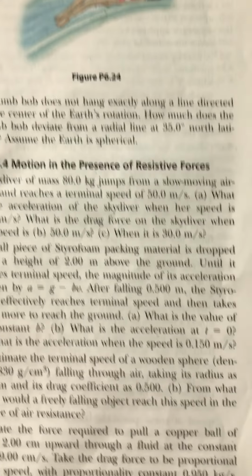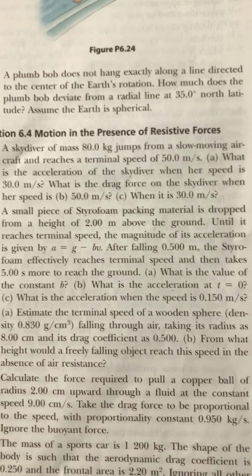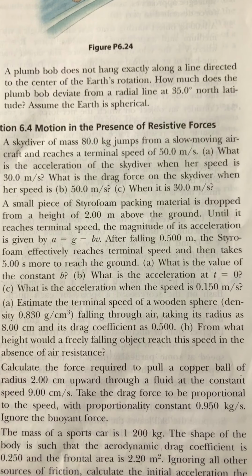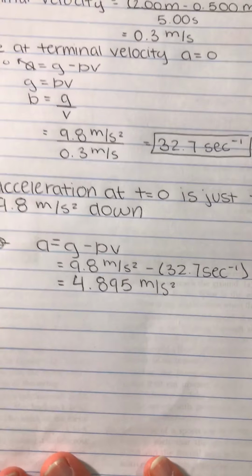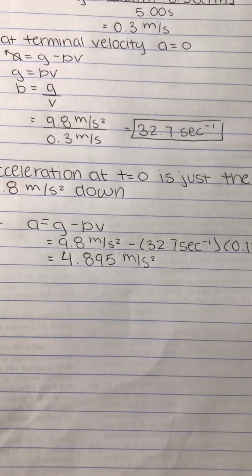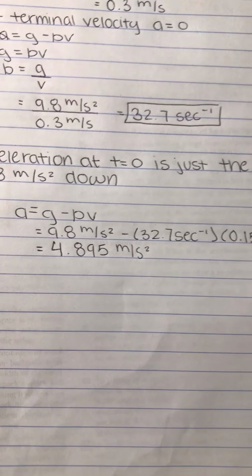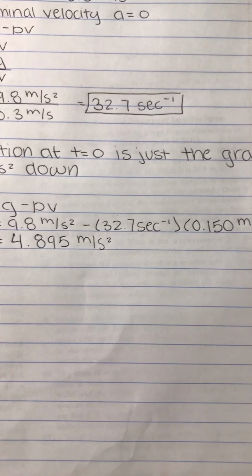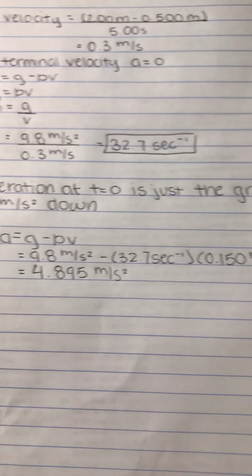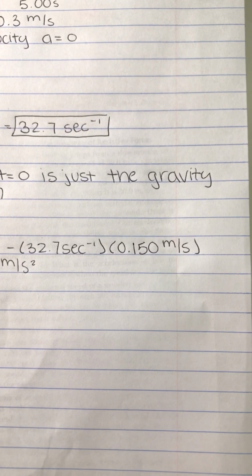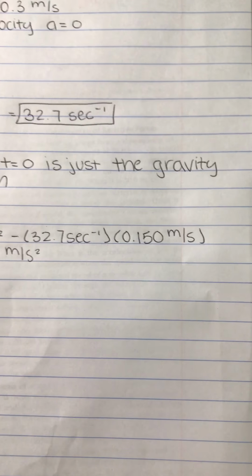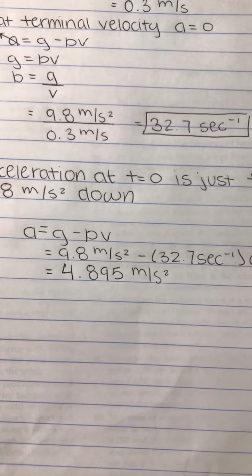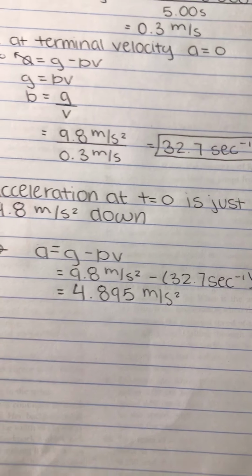And C asks, what is the acceleration when the speed is 0.15 meters per second? So for C, we just use the equation that they gave us. Acceleration equals gravity minus the constant times velocity. We know gravity. We subtract that with the b that we found in part A, multiplied by the velocity that they gave us, and we find that acceleration is 4.895 meters per second squared. And that is the answer to C.